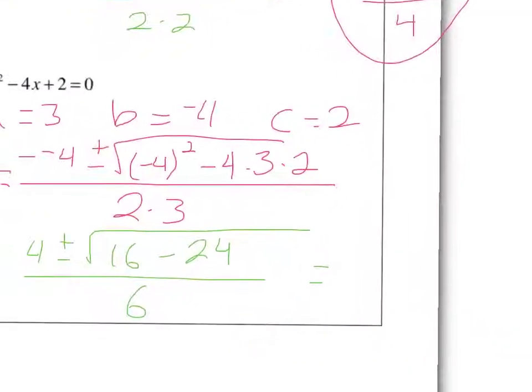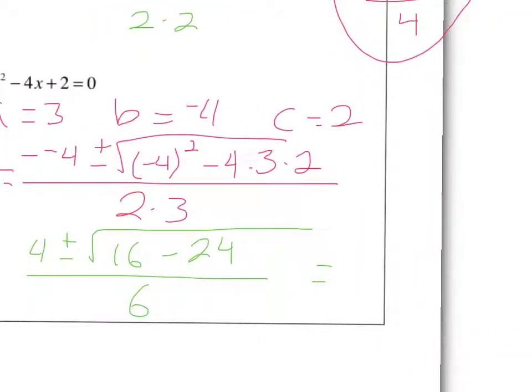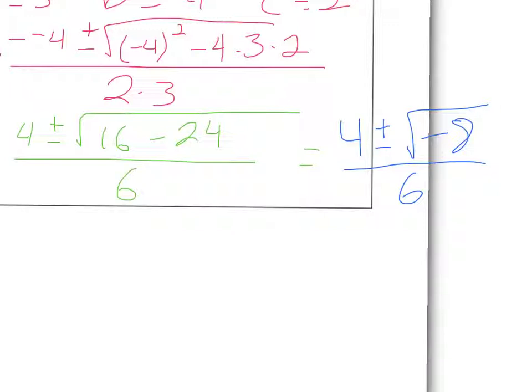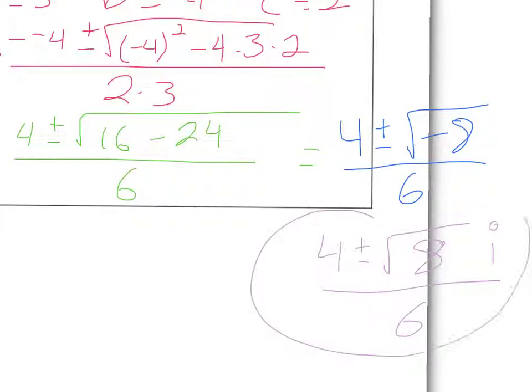I'm going to slide over a little bit. And I'm going to end up with 4 plus or minus 16 minus 24 is negative 8 all over 6. This is going to give us 4 plus or minus the square root of 8 times i all over 6. With that, we have two answers. We have the plus and we have the minus. You could reduce this a little bit further, but I'm not going to ask you to.